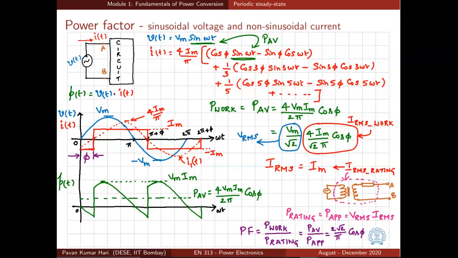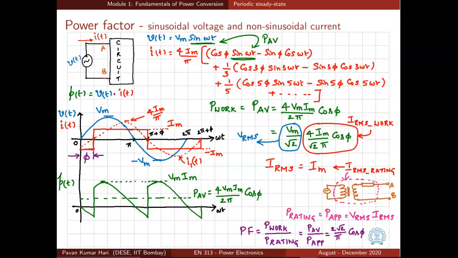Now if you look at the product of voltage and current, the power, which is shown in green color, it has again the frequency which is twice that of voltage and current, but it is definitely not sinusoidal. Of course it is periodic, and it has some average value, and that is the average power that is getting transferred to this circuit. Let us see how do you arrive at this average value.